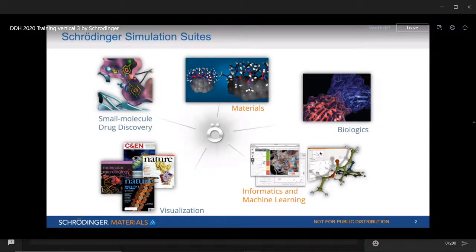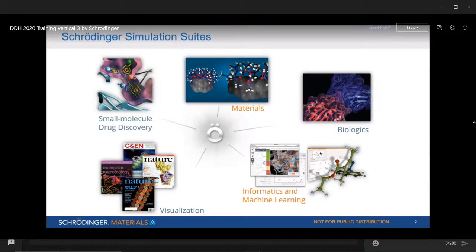And then the biologics suite, where people try to design antibodies, antigens, or proteins, and try to understand protein-protein interactions. Then we have informatics and machine learning tools, which are used for building QSPR and QSAR models, and also machine learning models for predicting properties of the material. For visualization, we use PyMol, which is one of the very well-known software across multiple domains. The beautiful molecular-level images you see in many journals mostly come from PyMol.